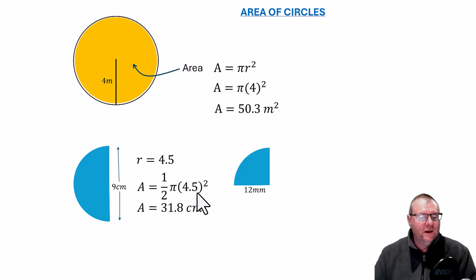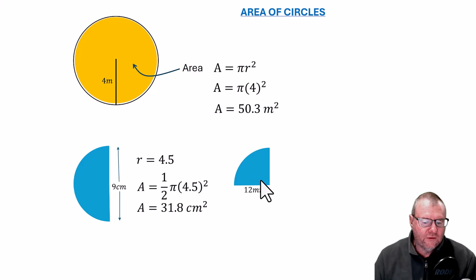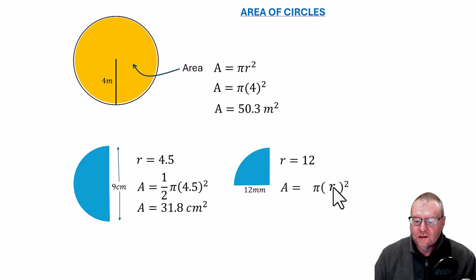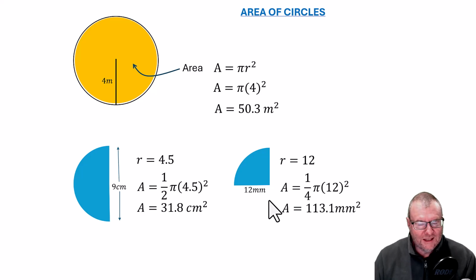Hopefully you can see what we might need to modify our formula with this time. We've got a radius, so I can use my formula, pi r squared, but I only want a quarter of the circle. So in front here, I'm going to put a quarter, replace the r with the radius value of 12, and I get that value in millimeters squared.